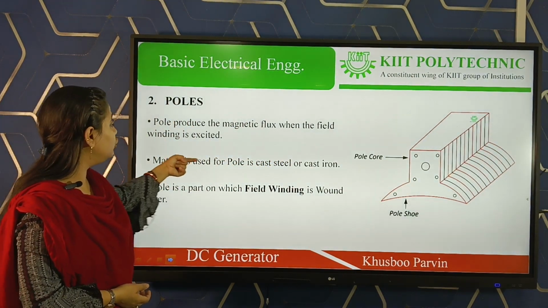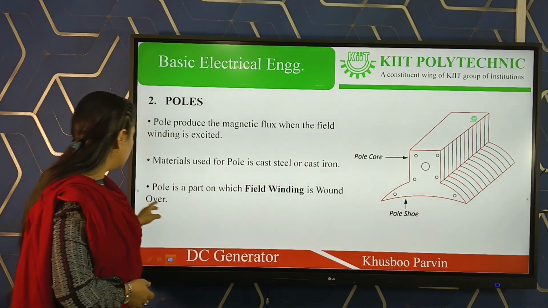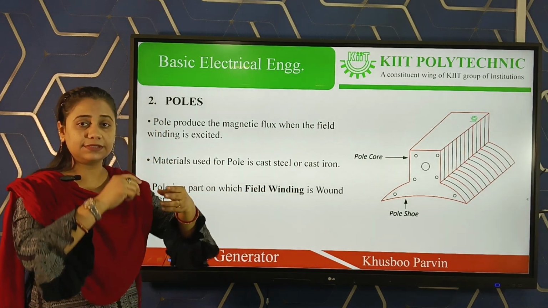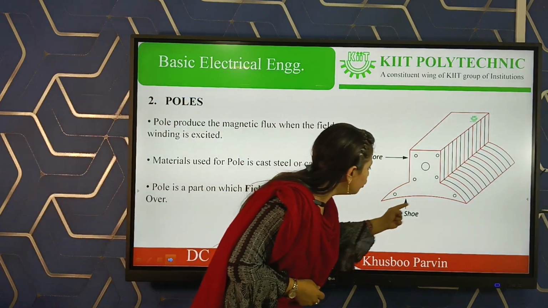Next one, the material used for the pole is generally cast iron or cast steel. The pole is a part on which the field winding is wound. Wound means wrapped over the pole. So here you can see the pole shoe.